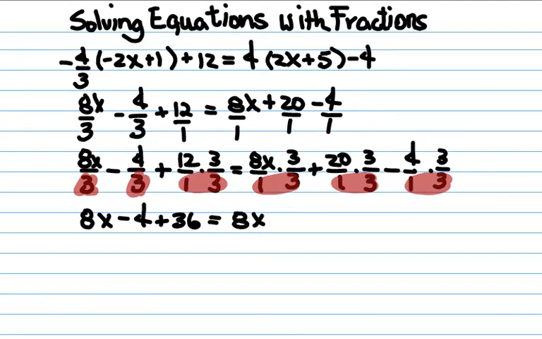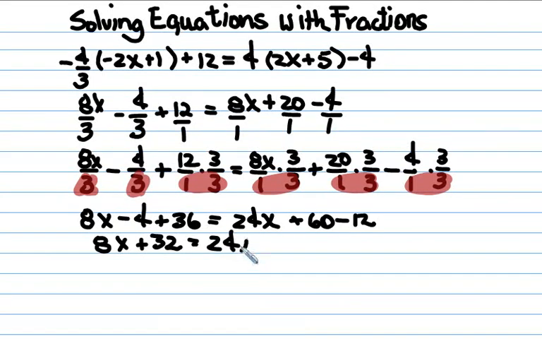That should be 24. 8 times 3 is 24. That's a mistake that I just about made there. So that's 24x. That gives me a positive 60. And then that gives me a negative 12. Now I want to collect like terms, so we get 8x. Negative 4 plus 36 is a plus 32. Then the 24x comes forward. And then 60 minus 12 will give me a positive 48.